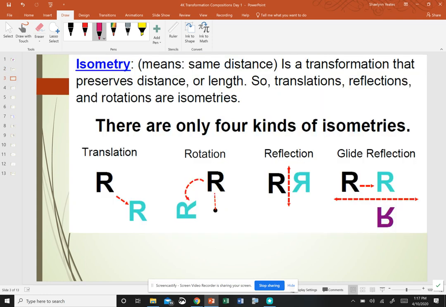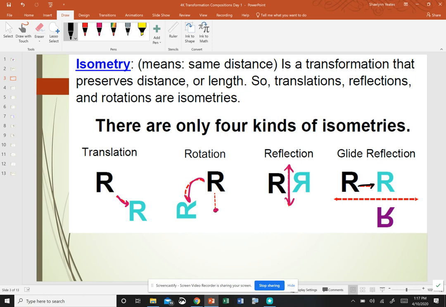All right, so right here, we're talking about isometry. So isometry means the same distance. It's a transformation that preserves distances or lengths. So in other words, it just keeps things congruent. So translations, reflections, and rotations are all isometries. So there are only 4 kinds of isometries. There's a translation where you move it. There's a rotation where you rotate it about a single point, and a reflection where you reflect or flip over a line. Now, there's another one called a glide reflection. We'll be talking about this. It's when you move it and then flip it over.